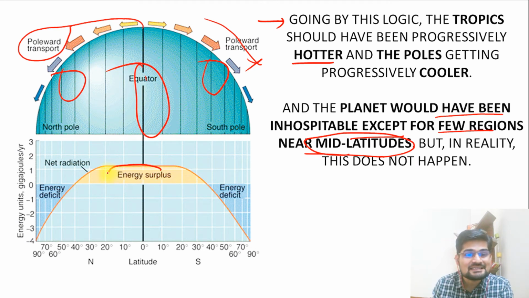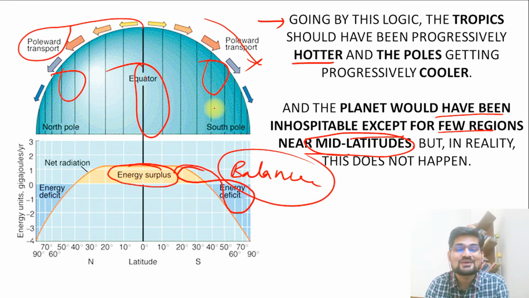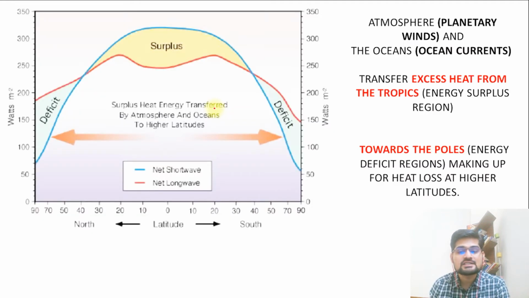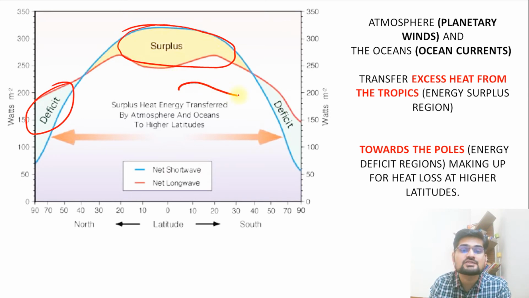Because this energy surplus region actually gives energy to this deficit region, and then there is this balance created, which we are studying as latitudinal heat balance. So this poleward shift of the energy is where the progressiveness of the energy is important. Let's learn furthermore: how do we achieve this balance? This is the surplus area, the tropical area, and this is the deficit area that we already know. So there has to be a flow of energy from surplus to the deficit. That is the only possible outcome of this particular diagram that we are seeing.